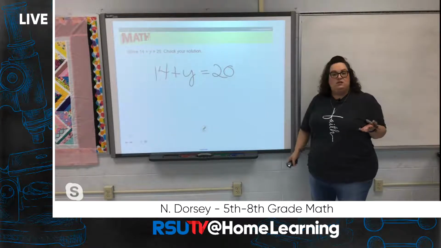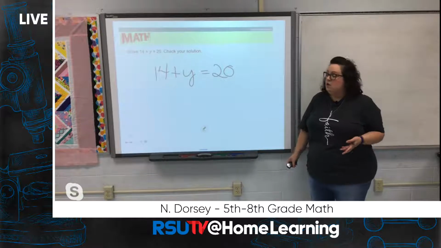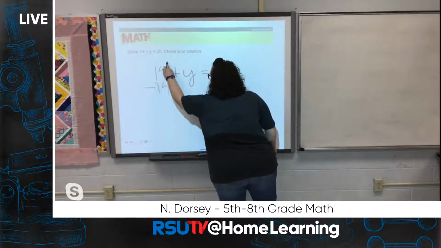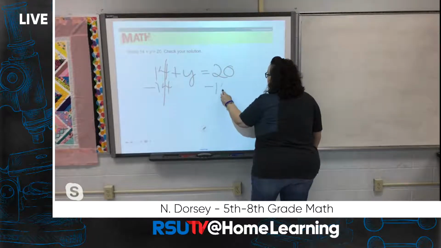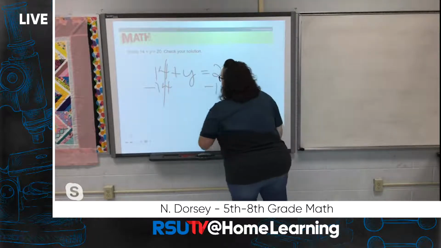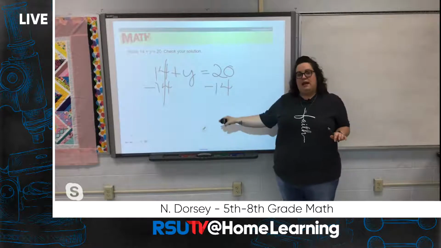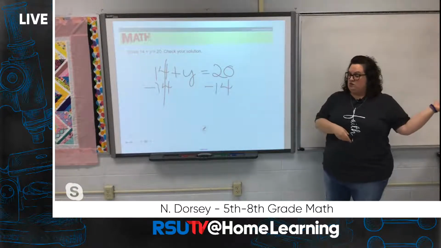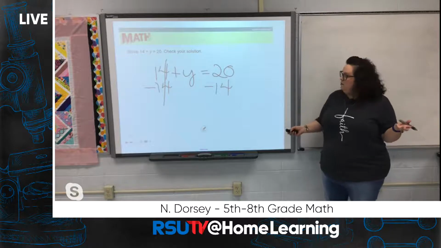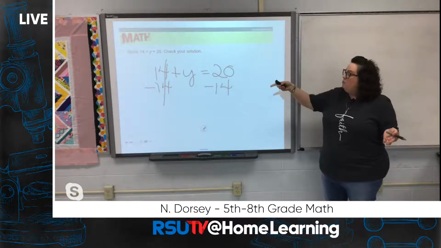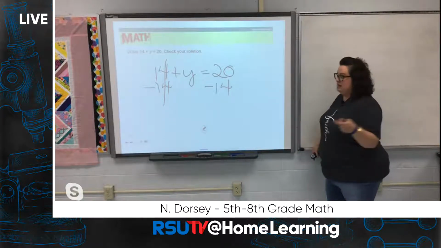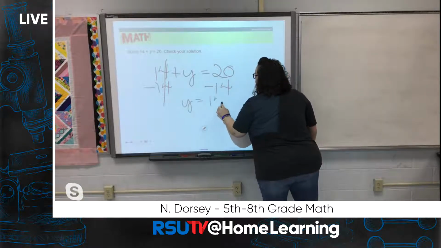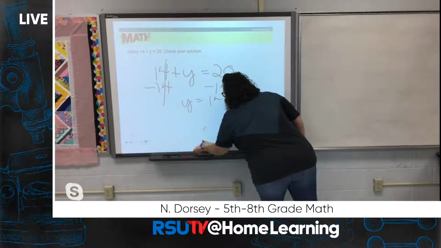So I can see that it's a positive 14. So I'm going to subtract 14 on both sides. And once again, we cross that out so that I know that you know that goes away. And then we just do the math. 20 minus 14 is 6. Make sure that you always bring, oh, I was writing 14 again.